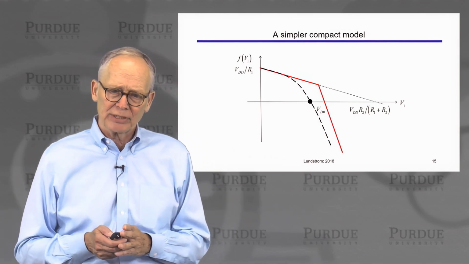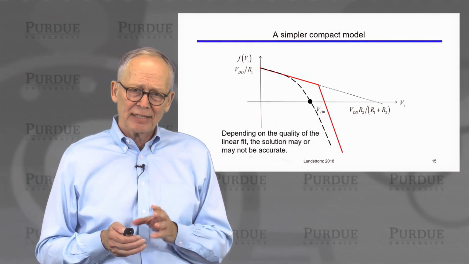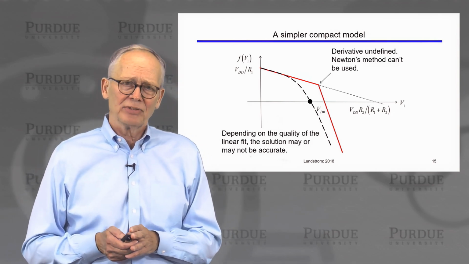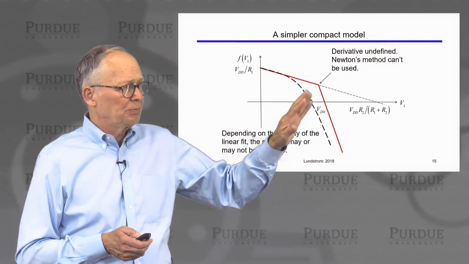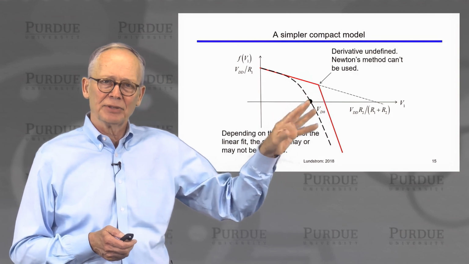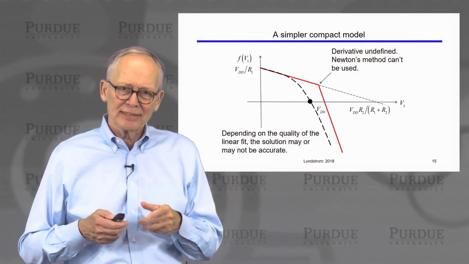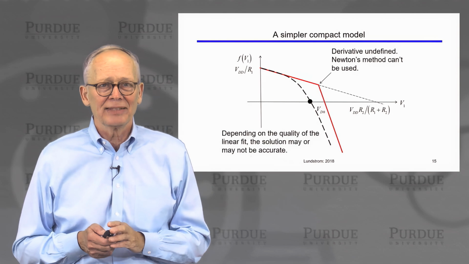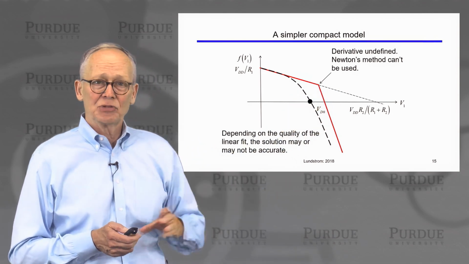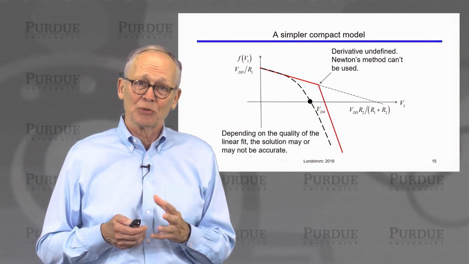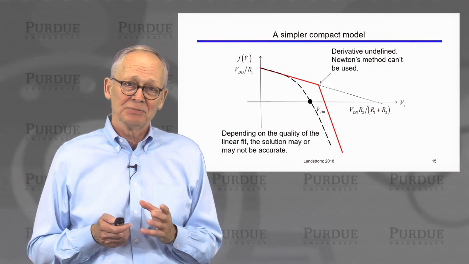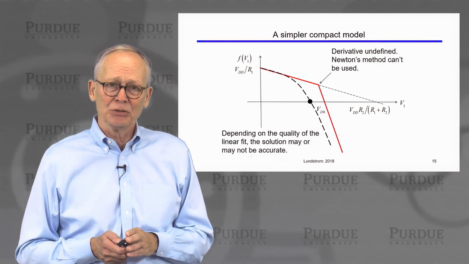This could work if we do it carefully, but depending on the quality of the fit, we'll get good solutions or poor solutions. But there's also a very big problem here. This piecewise linear function does not have continuous derivatives. In the iteration process, when I'm solving this equation by Newton's method, I have to take derivatives. If I get close to this point, I'm going to have trouble taking the derivatives because it's not well defined at that point. And that could cause major problems in the solution of these equations by Newton's method.